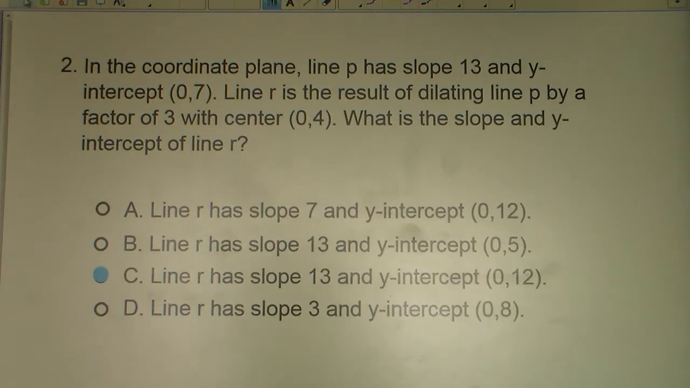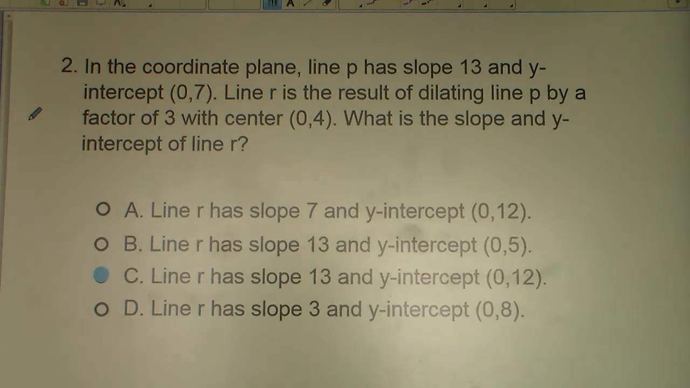Alright, let's look at problem number 2. In the coordinate plane, line P has a slope of 13 and a y-intercept of (0, 7). So remember, you're given that line that has a slope of 13. We're going to dilate this line P by a factor of 3 with a center of (0, 4).